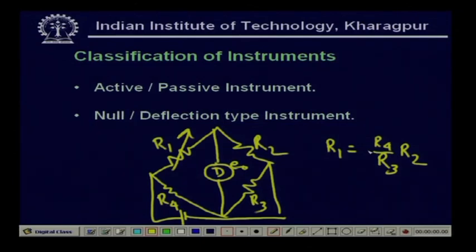Whereas, suppose initially all the resistances are equal, so the bridge is balanced. Now, R1 is a thermistor, so as the temperature rises, this resistance will fall. I will get an unbalanced voltage at the detector side. So, this system is now a deflection type system. It is no more a null type, and I can calibrate this output voltage. That means I calibrate this unbalanced voltage in terms of the temperature or in terms of the resistance R1.